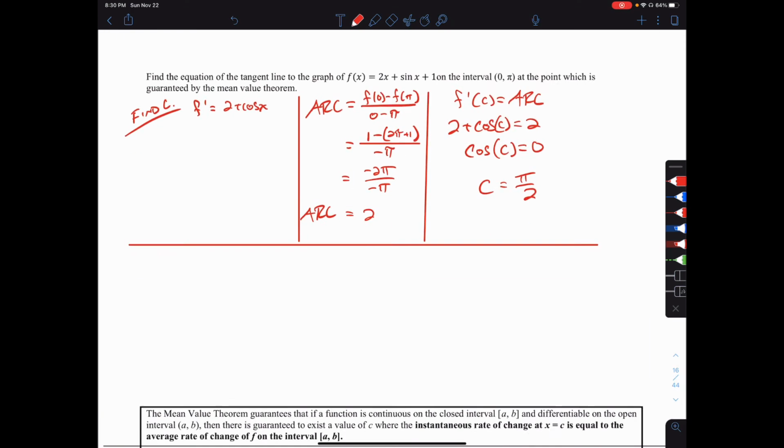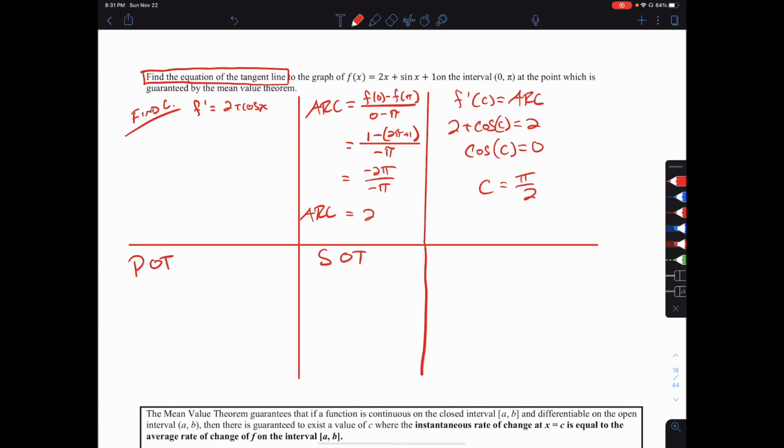We're supposed to find the tangent line. Find the equation of the tangent line. So to do that, I need a point of tangency. I'm going to need a slope of tangency. And then I can make my tangent line.